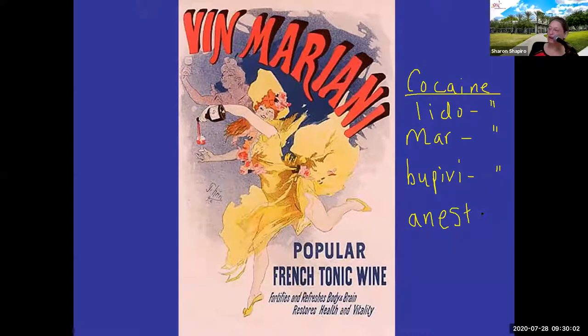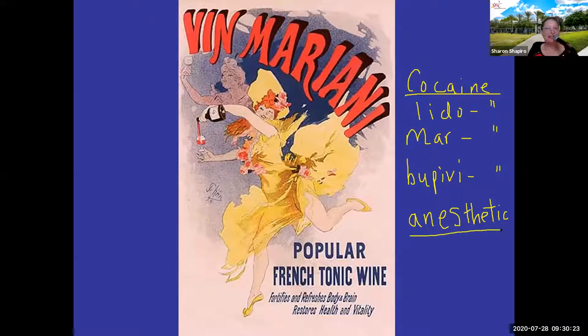I can only imagine what it would be like to drink one of these Vin Mariani. I've never had cocaine. I have had alcohol. I can only imagine what it would be like to have the two together in a tonic. But especially for the anesthetic qualities, I imagine your mouth must go numb almost instantly. You probably can't feel yourself swallow.